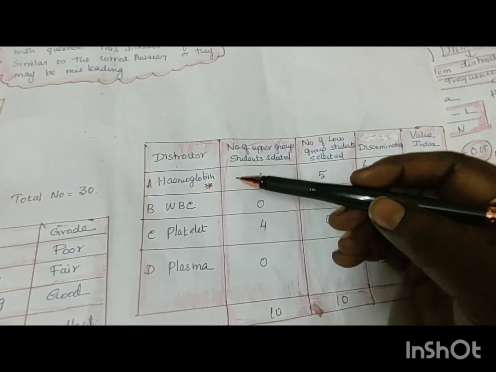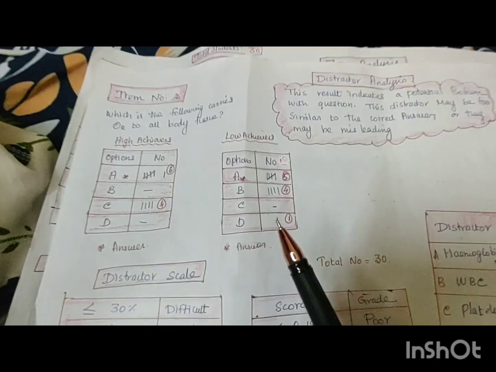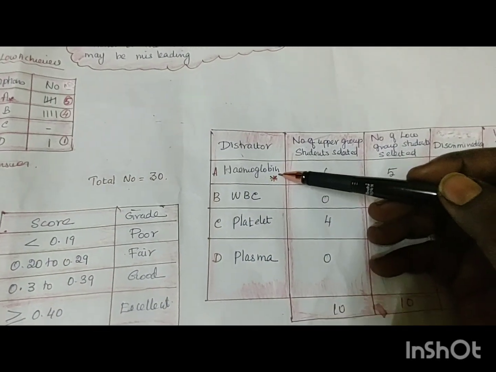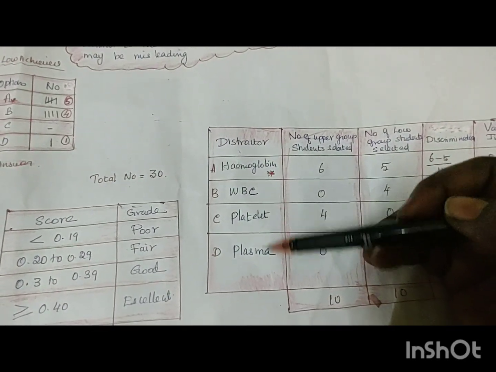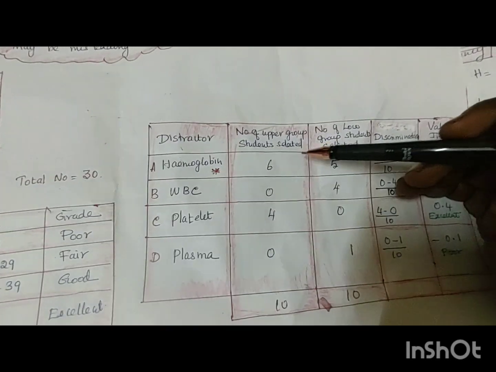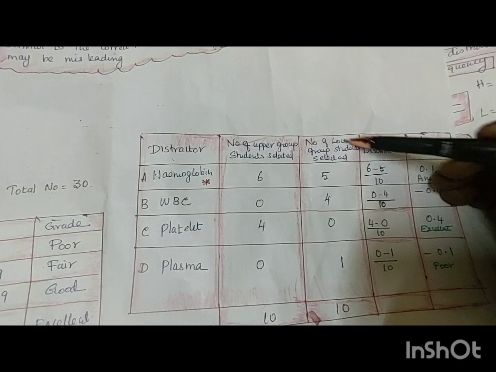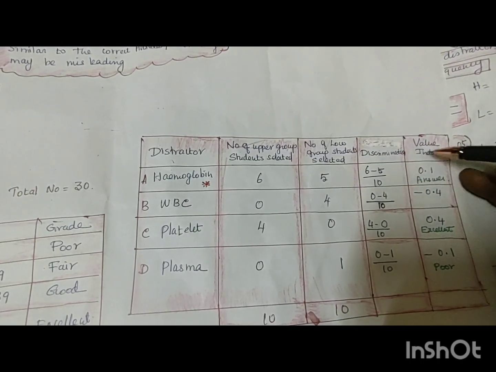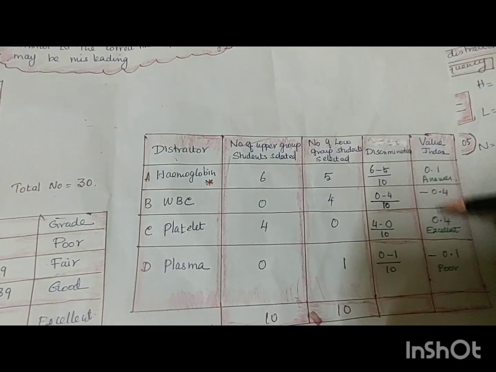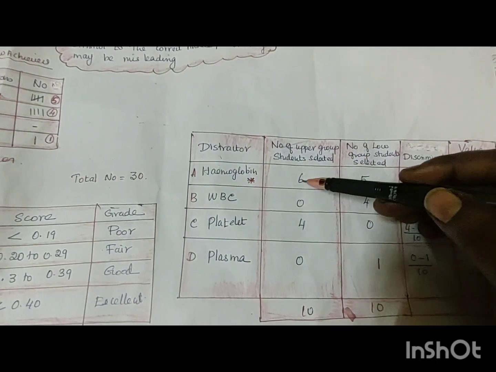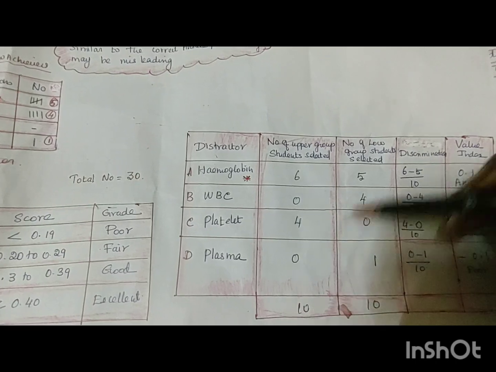Now you can see the distractor. For example, what is the question here? The question here is, which of the following carries oxygen to the body tissues? The right answer is hemoglobin. The distractors are WBC, platelet and plasma. Here I have put the number of upper group students who selected the answer correctly, the number of lower group students, and the discrimination value index. This value can be compared to see whether it is falling in the poor range or not. For hemoglobin, if you see down, a 10 is coming.